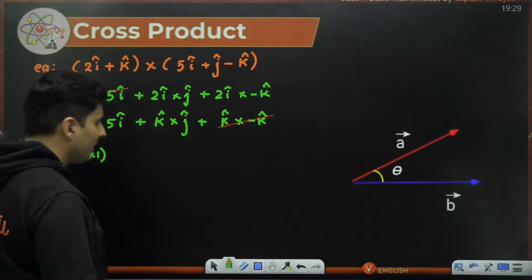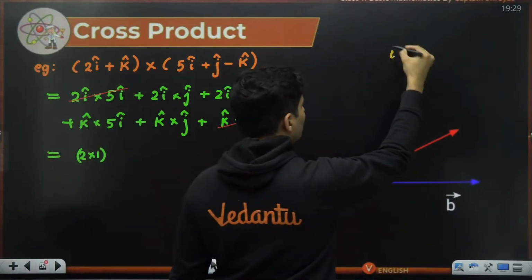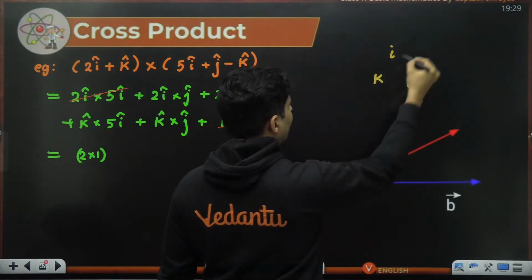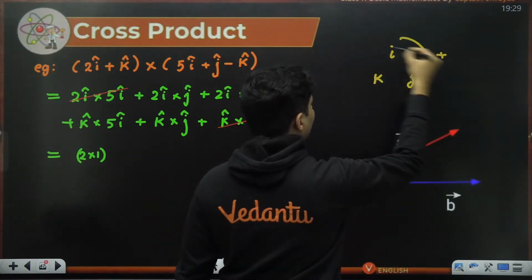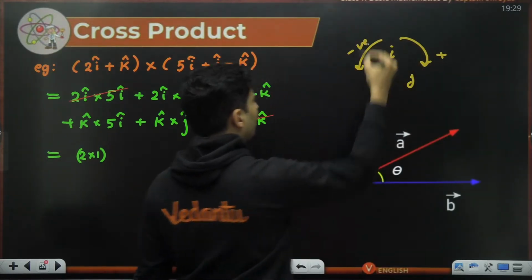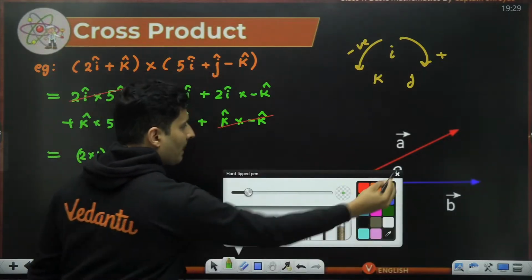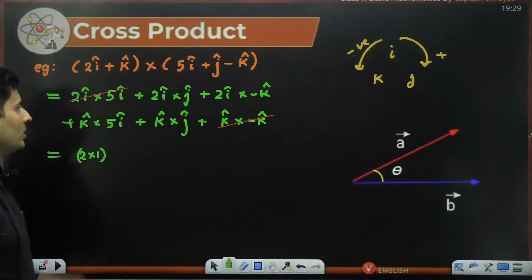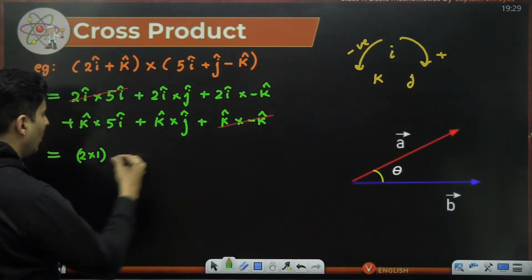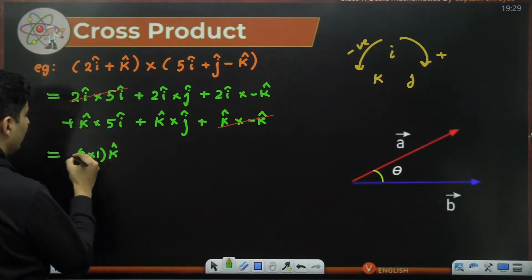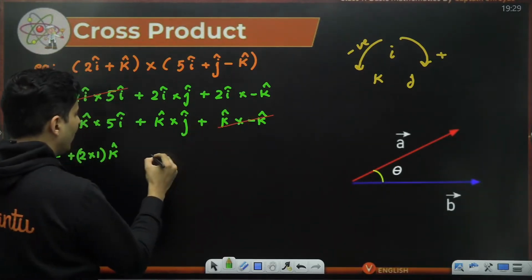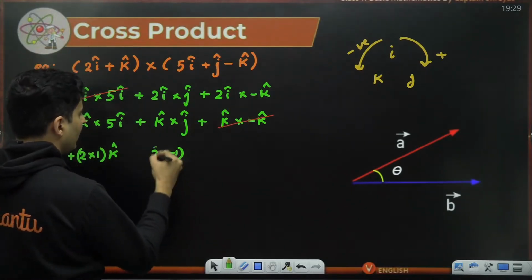I into j, what is I into j? If you have forgotten, no issues. I, j and k. This is positive, this is negative. Keep that in mind. Okay. Now do it. I into j clockwise, so it is positive k cap. Okay. 2 into minus 1 we have, 2 into minus 1 we have.